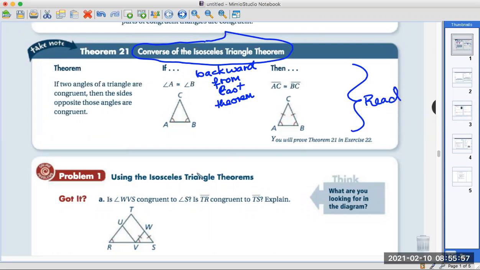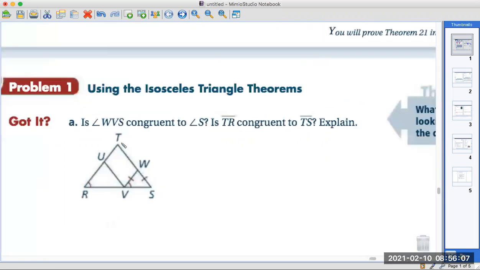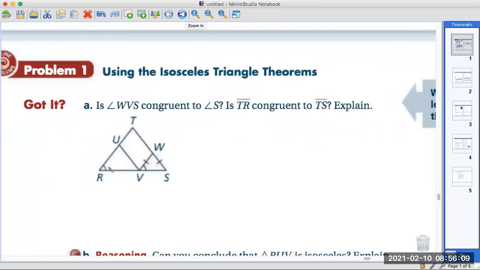All right. And now on the bottom here, I want to do problem number 1 with you. Notice we have a whole bunch of stuff going on. Sometimes we have to be able to discern what we've got. 1, 2, 3 triangles. And this right here is not a triangle. But we have 3 triangles: the real big one, the medium-sized one, and the smallest one.